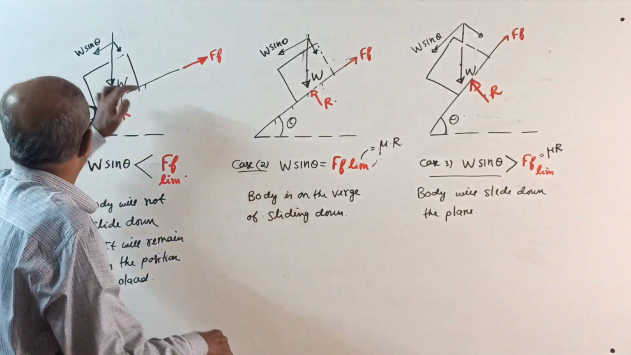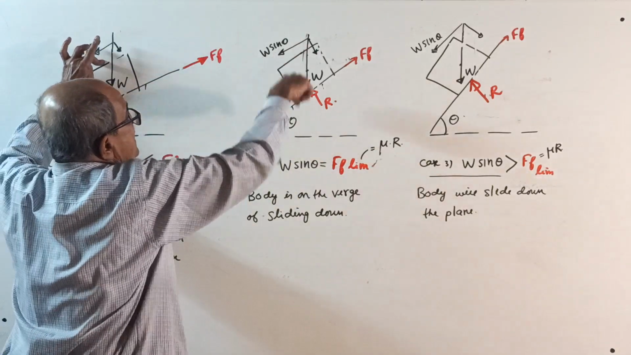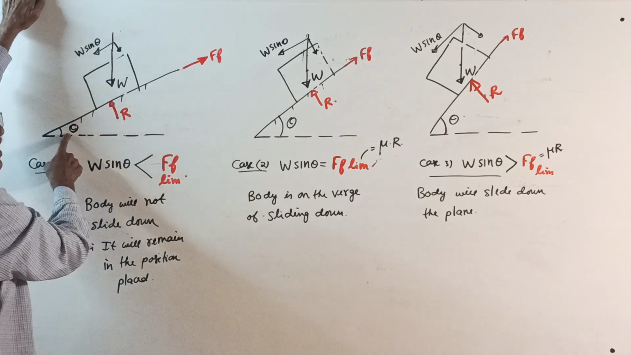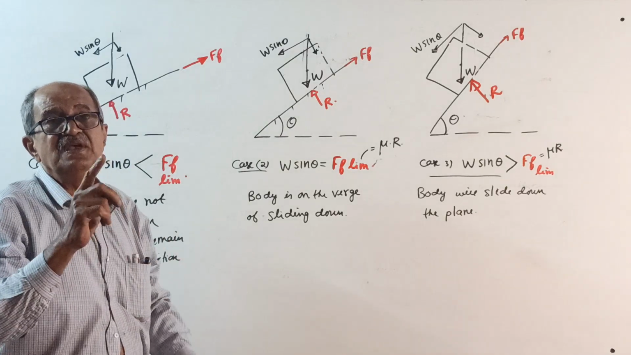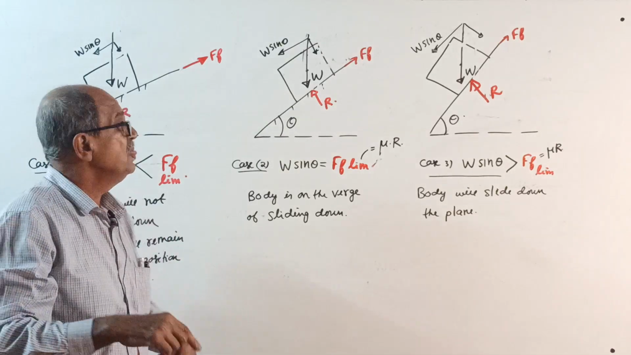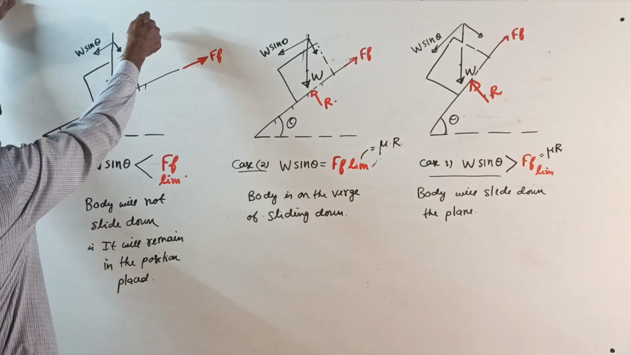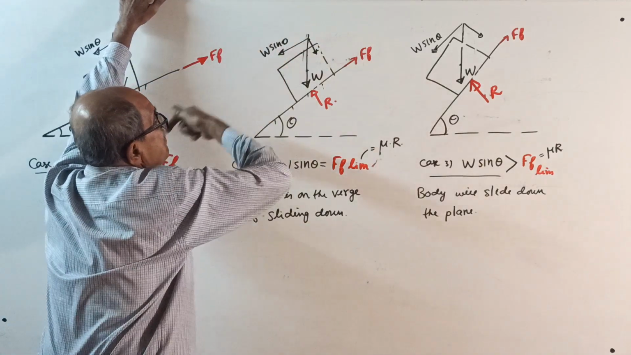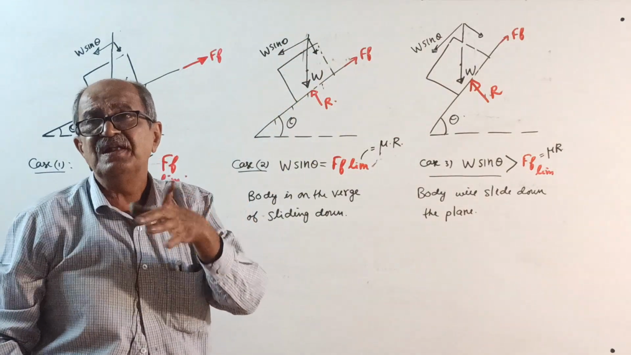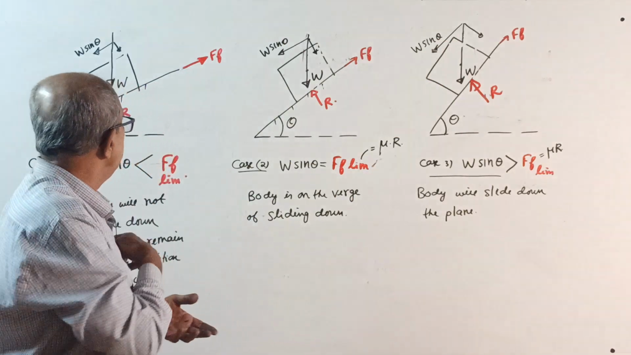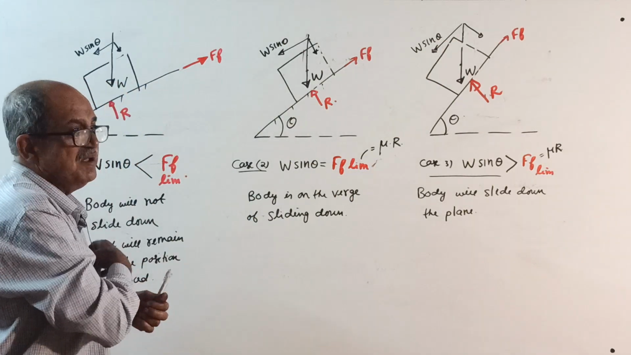So everywhere W is the weight and this angle is theta. The force which is the component of W along the plane will be W into sin theta. Why W into sin theta? You can make out, I will tell you why.